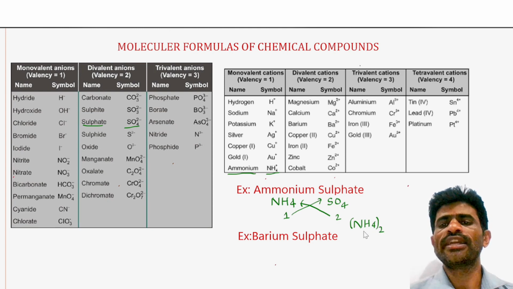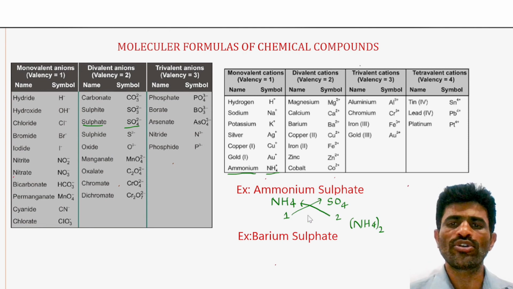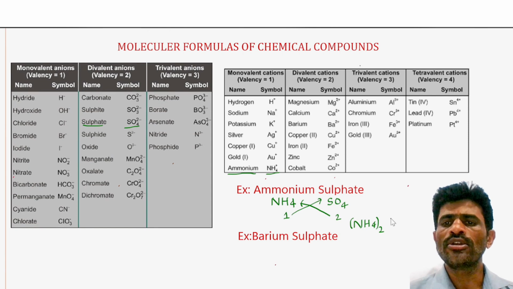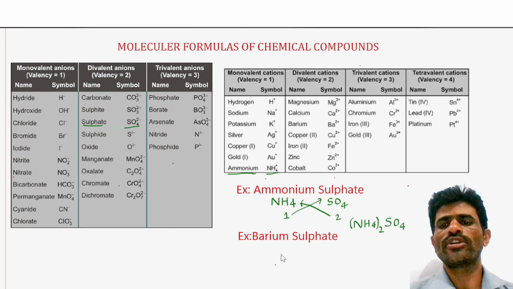Then we read it as NH4 taken twice. SO4 should be multiplied by 1, but anyway when you multiply by 1 it is the same as usual. So the molecular formula of ammonium sulfate will be (NH4)2SO4. This is the molecular formula of ammonium sulfate.